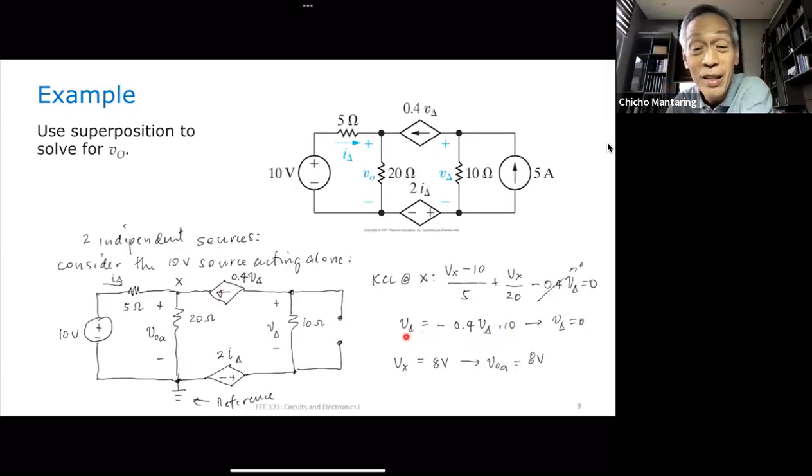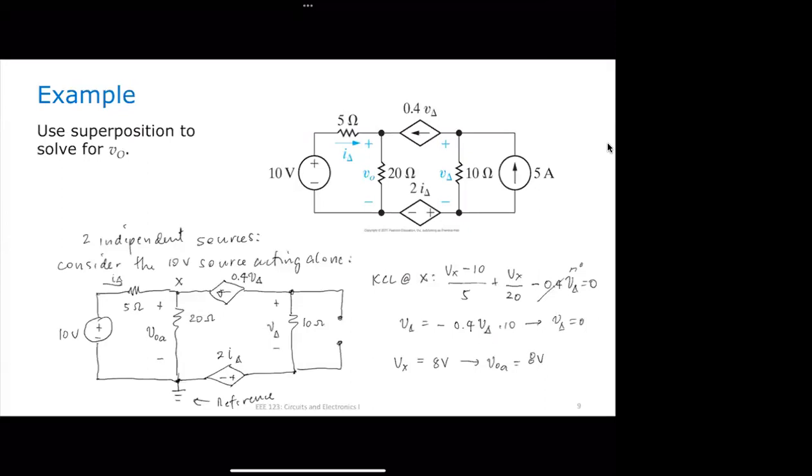Okay, so that means V sub delta is equal to minus 4 V sub delta. How can that be possible unless V sub delta is equal to 0? When is V sub delta equal to minus 4 V sub delta? That can only be possible if V sub delta is equal to 0.